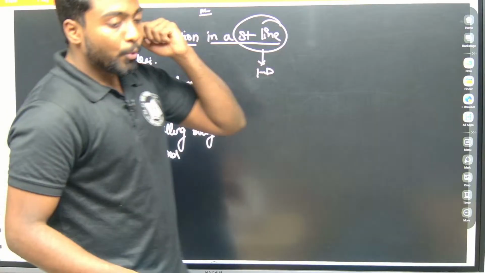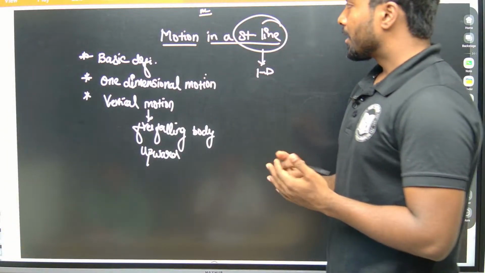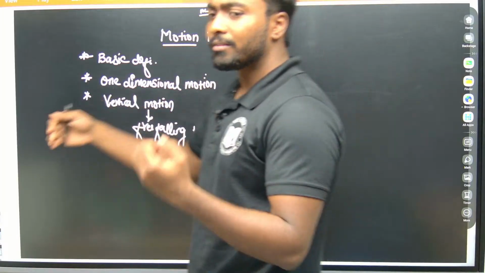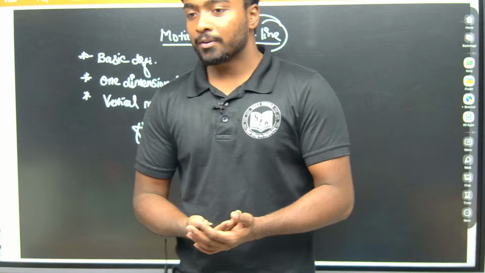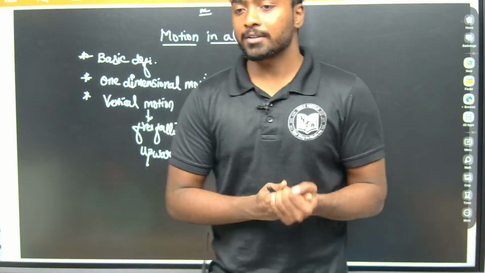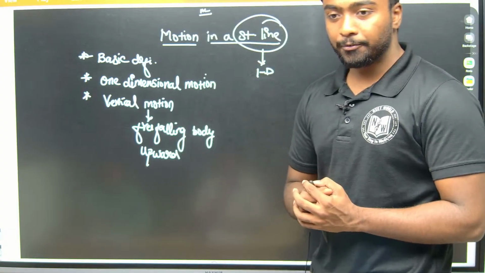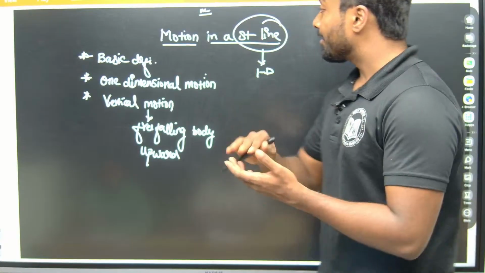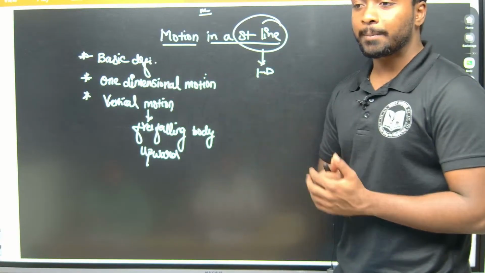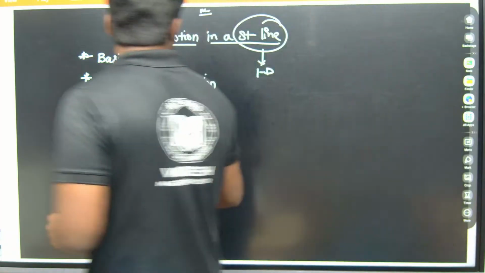Now we are going to the next topic, which is graph. You can ask what is the use of graph in physics. First we will see the basic terms of graph, then what is the use of graph in physics, and what is the link between this chapter and the graph. Let us start now.